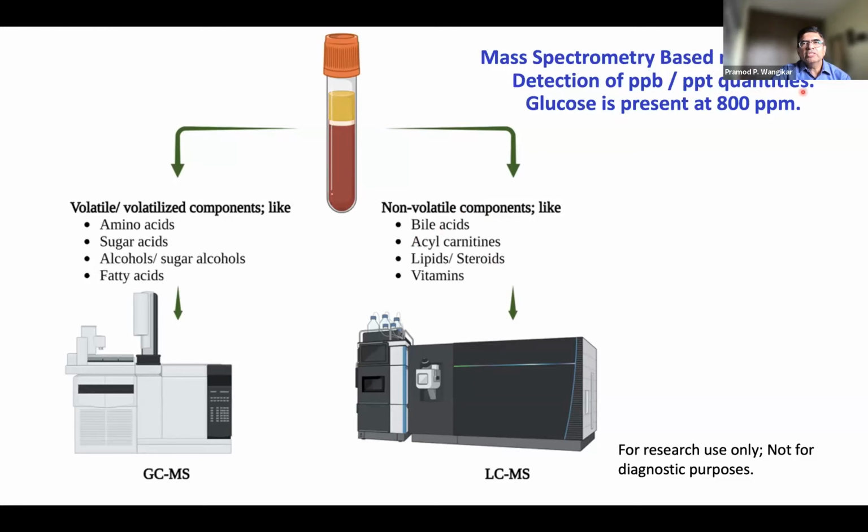And just to put things in perspective, glucose in blood plasma is 80 milligram per deciliter, which is literally 800 ppm, which is a very high concentration.